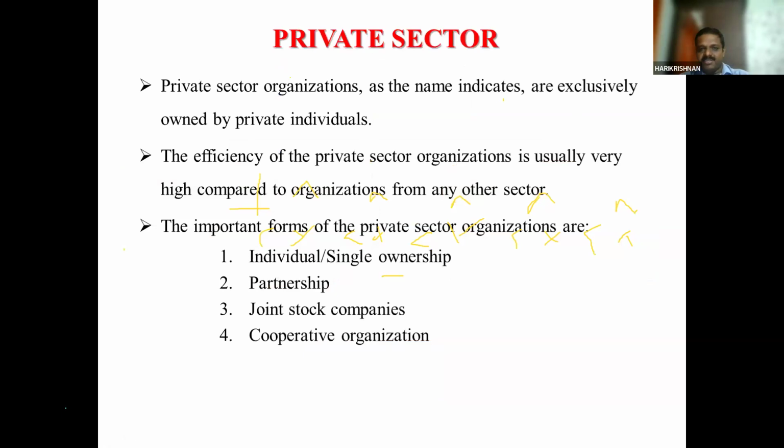Next is the private sector. What is it? It is purely private. It will be owned by an individual or single ownership, partnership, joint stock company, or cooperative organization, but it will be purely private. Okay, it will be private. There will be no government interaction in the private sector. Okay, no?